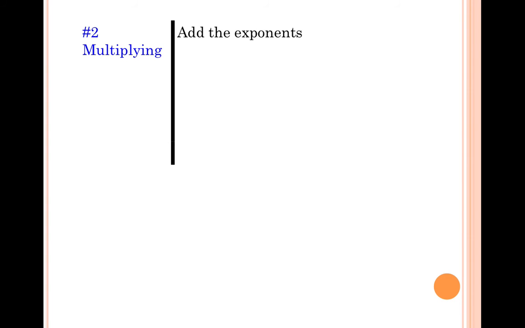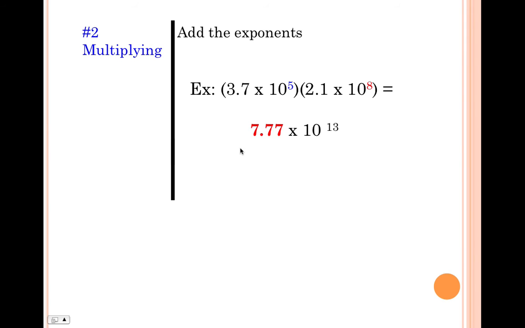When multiplying scientific notations, you want to add the exponents. So for example, you have two figures here in scientific notation, 3.7 times 10 to the 5 times 2.1 times 10 to the 8. Notice that the exponents are 5 and 8. So all you need to do is multiply the 3.7 with the 2.1 and then add the exponents and keep it in scientific notation. So you've got 7.77 times 10 to the 13.